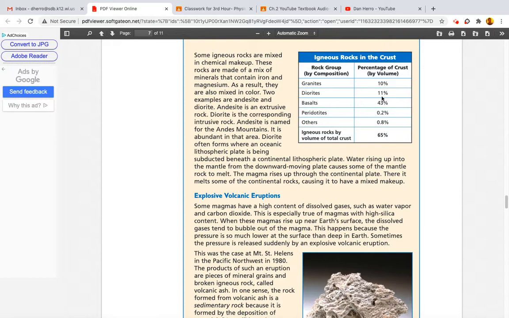All right. So within the crust of the Earth, 10% is made up of granite, 11% diorite, 43% basalts, 0.2% peridotites, 0.8% others. Okay, so what's the total then? So you add all of the percentages up here, and the total igneous rocks, so talking about the Earth's crust and how much of the Earth's crust volume is igneous rocks, 65%.